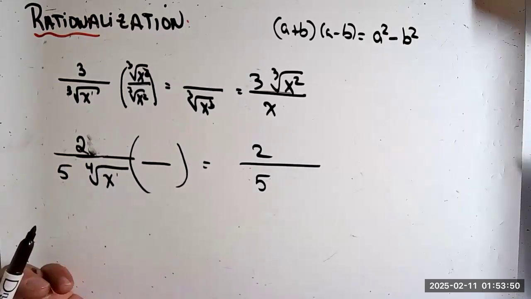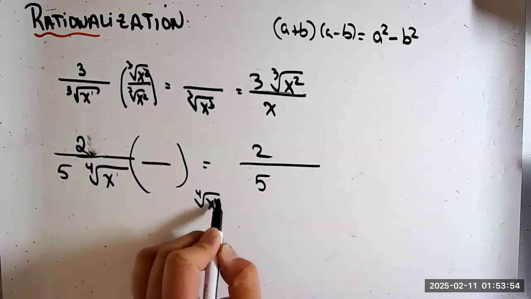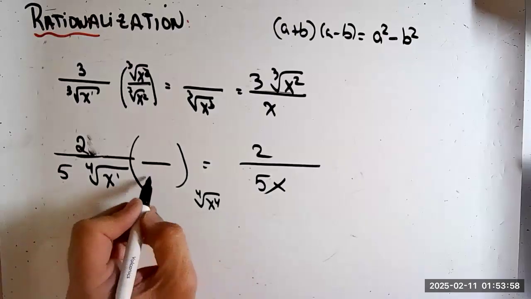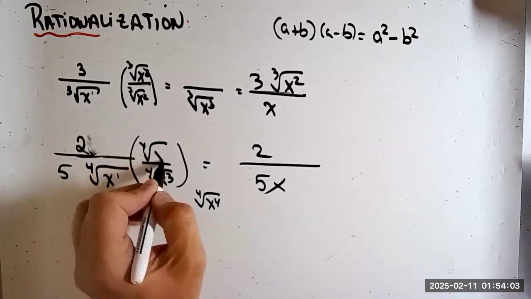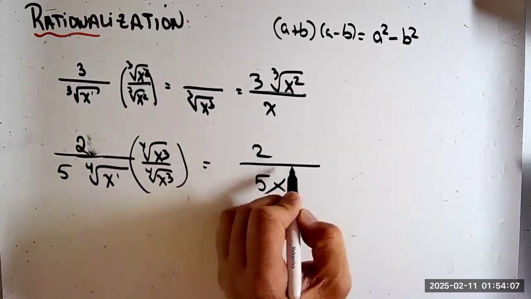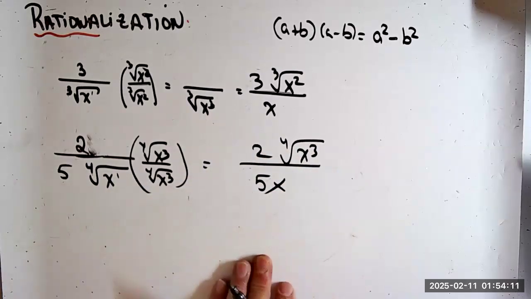This is x to the 1. The idea is to get to the fourth root of x to the 4, so the answer will be x. I only have 1. I need 3 more. Okay, so let's just multiply. That will be the fourth root of x cubed. So the answer will be 2 times the fourth root of x cubed over 5x.